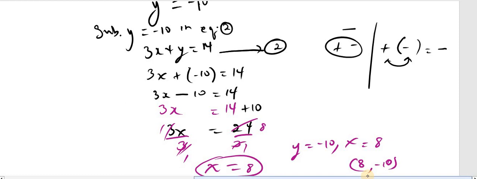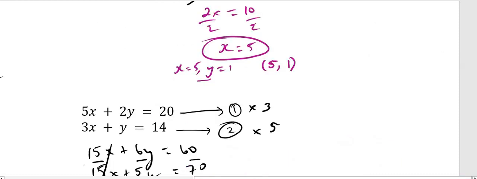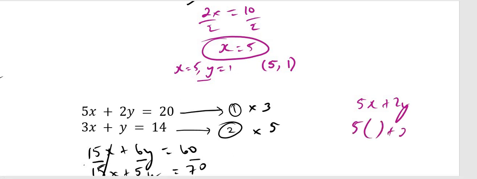Let's check our solution. Which one did we substitute in, equation 1 or 2? 2. So we're going to check our answer with equation 1. Alright, let's go back to equation 1: 5x plus 2y. Let's do a substitution. We're trying to get 20, right? Will it be equal to 20? What's x? 10 or -10? -10. No, that's y. y is -10 and x is 8. Okay, good.